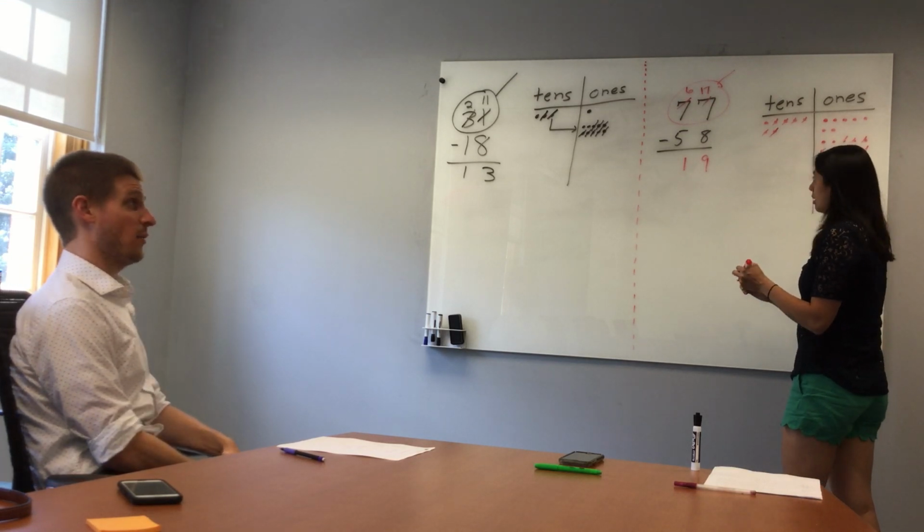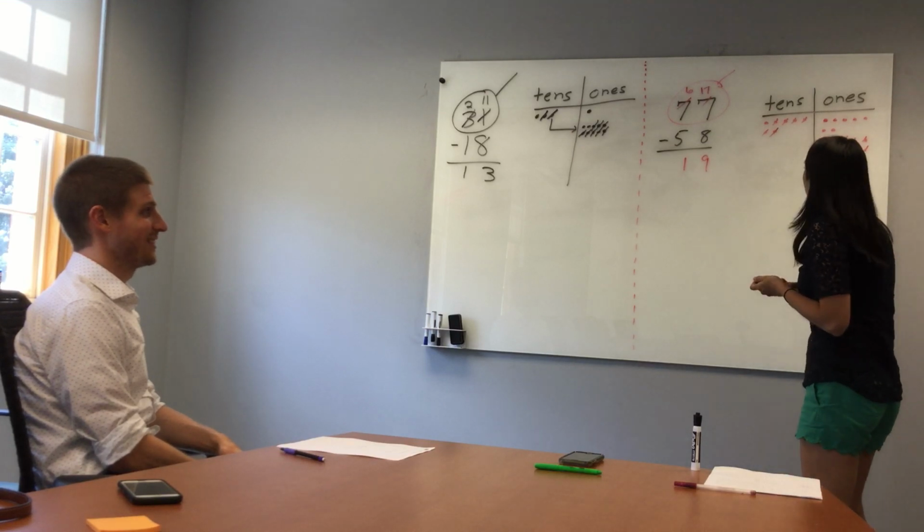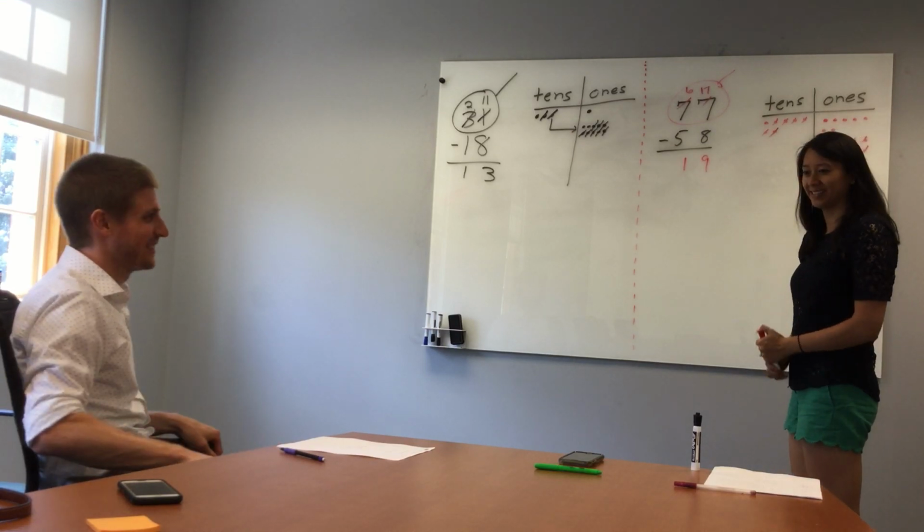And to double check, I have 1 ten and then 9 ones for a total of 19. I think we should teach some second graders. Yeah, I'm ready now that I know my discs, how to unbundle. Cool.